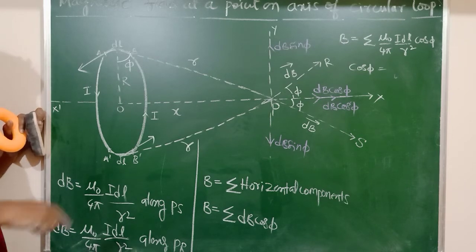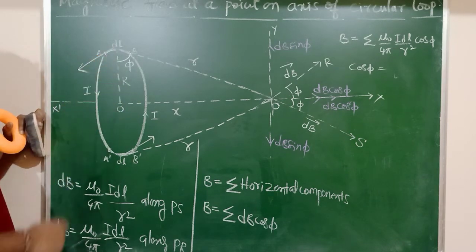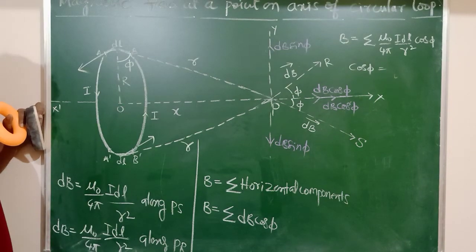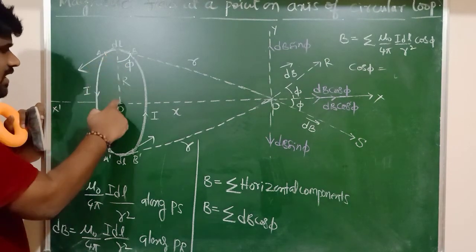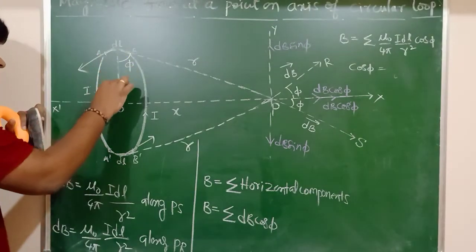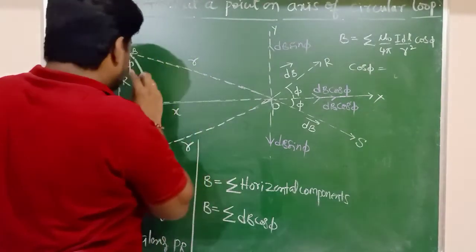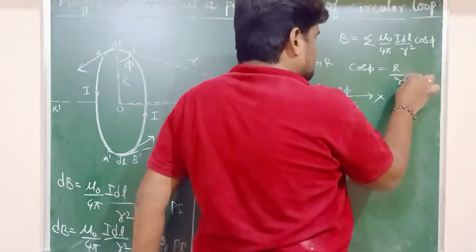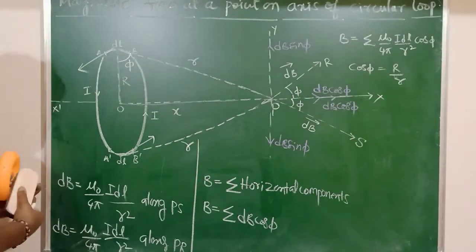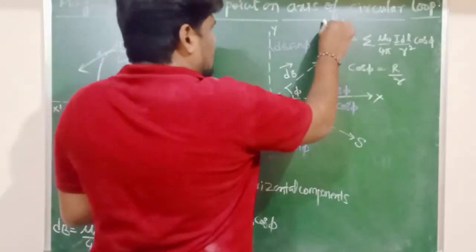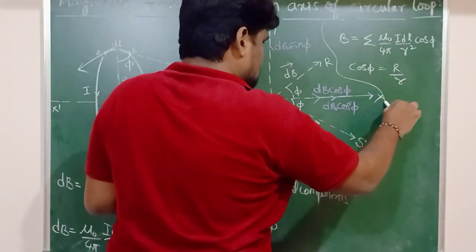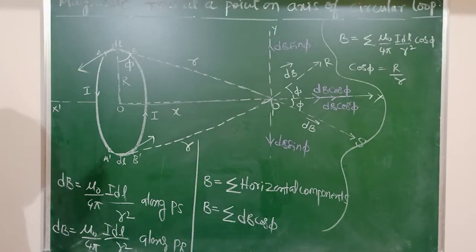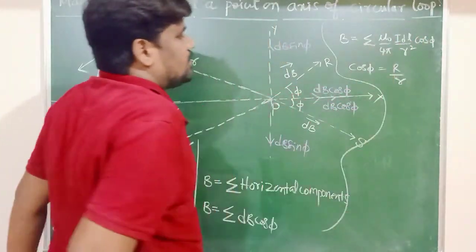Which is adjacent side here? Capital R is adjacent side and small r is the hypotenuse. Therefore, in this triangle, cos phi is given by capital R divided by small r. Cos phi value will be capital R divided by small r. Continue the calculation now. Now substitute there, substitute the cos phi value.